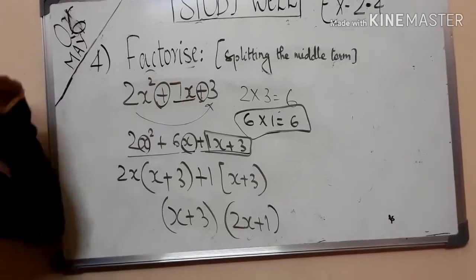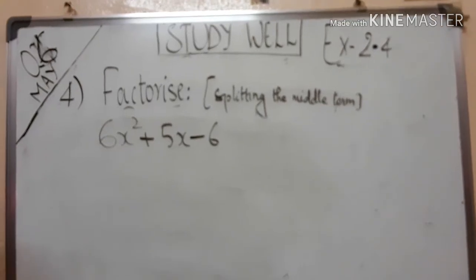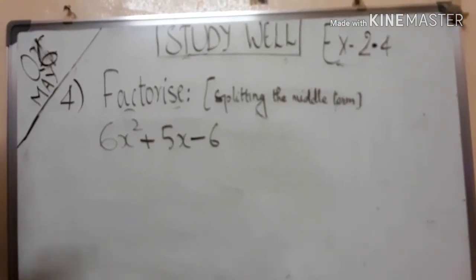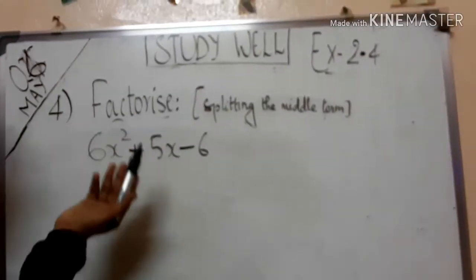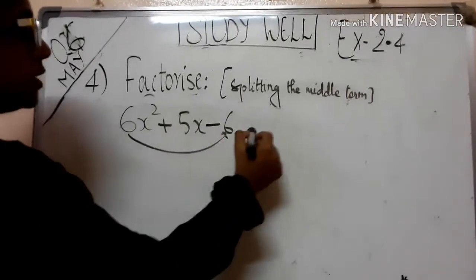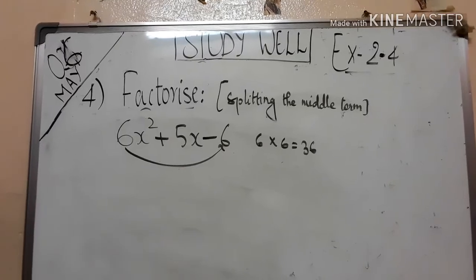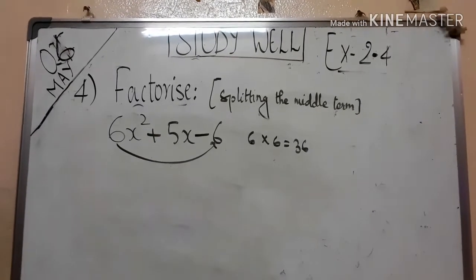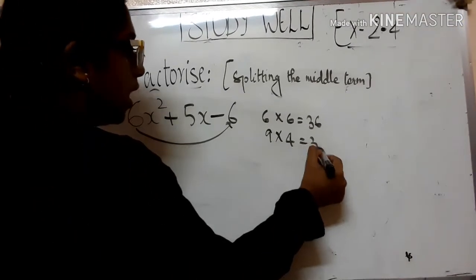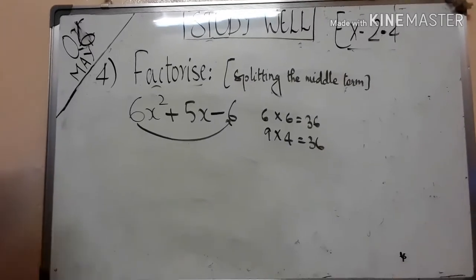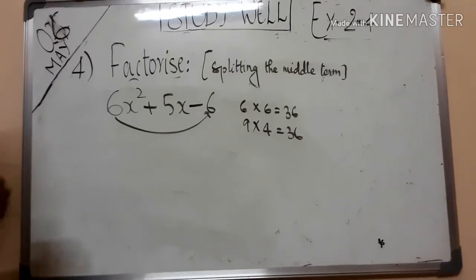So let's go to the next question. This is our next question. Here I think it is a little bit bigger, because when we multiply the first and last digit, we get a number which is bigger than the numbers we had before. 6 into 6 is 36, and another pair of numbers whose product gives us 36 is 9 into 4. This is a pair which I used to forget most of the time when I did these questions. So dear friends, always remember 9 into 4 is 36.